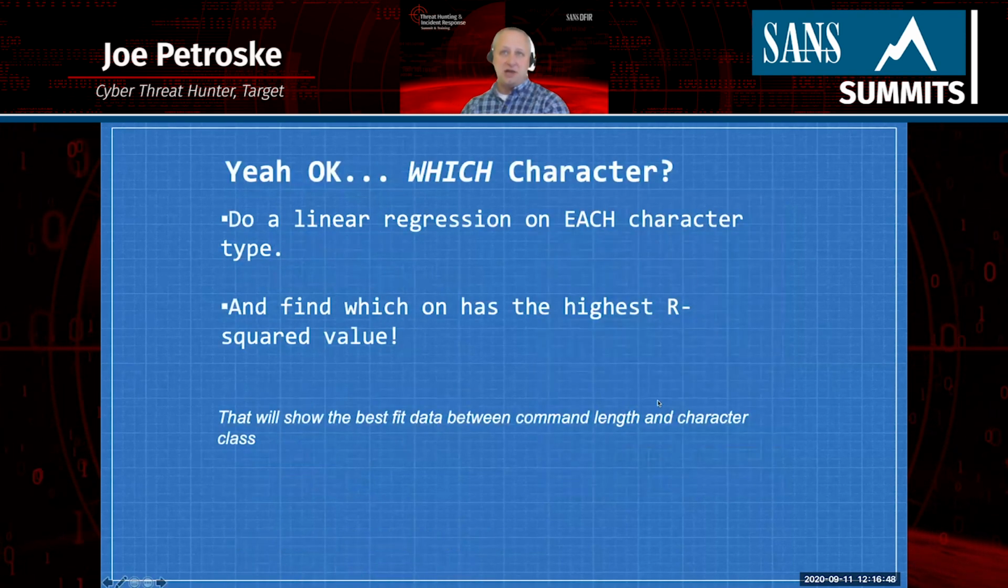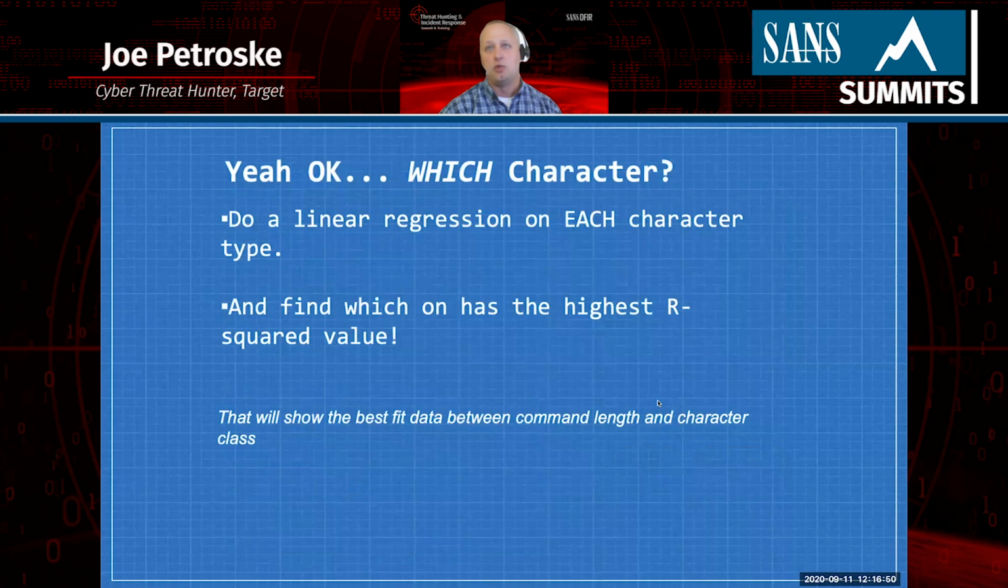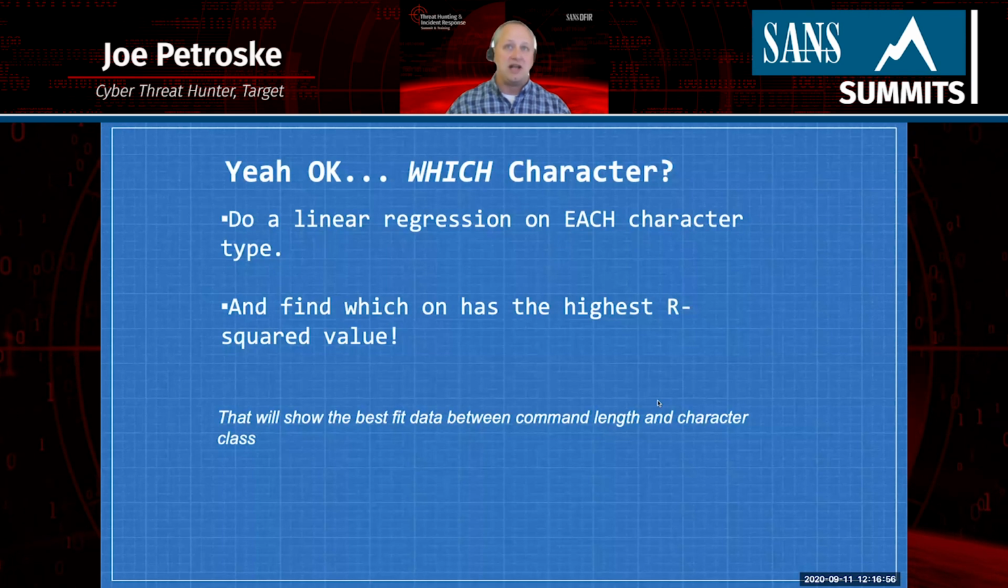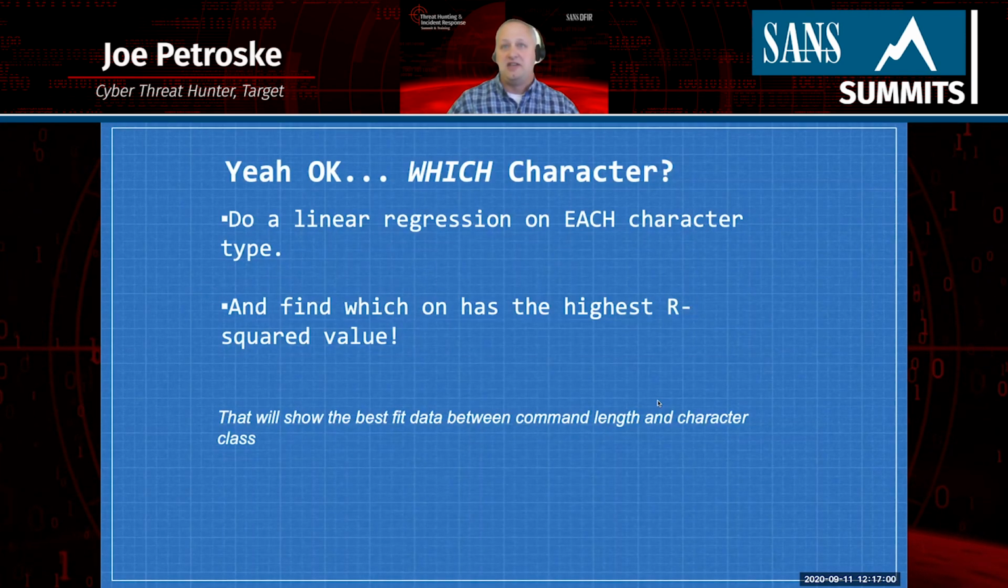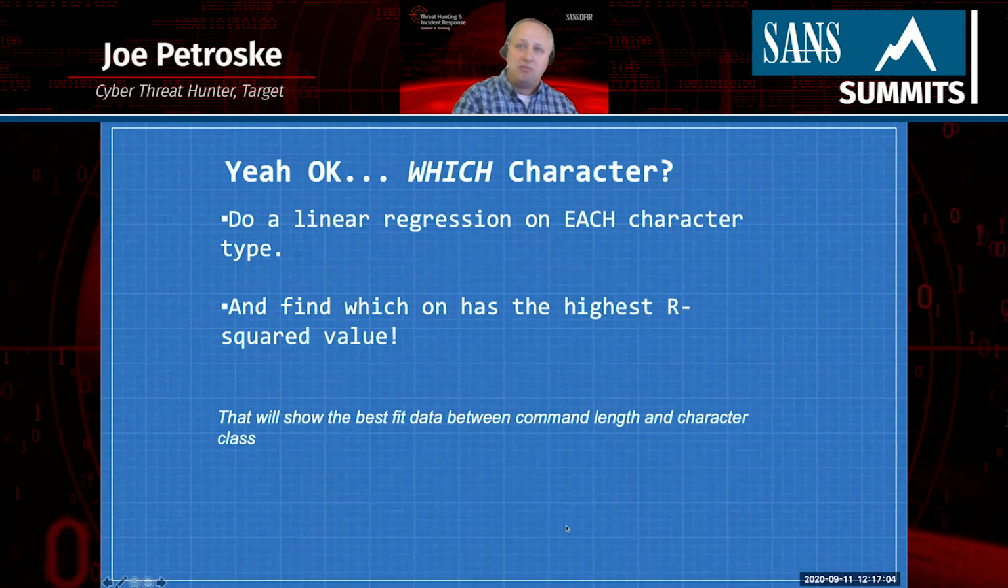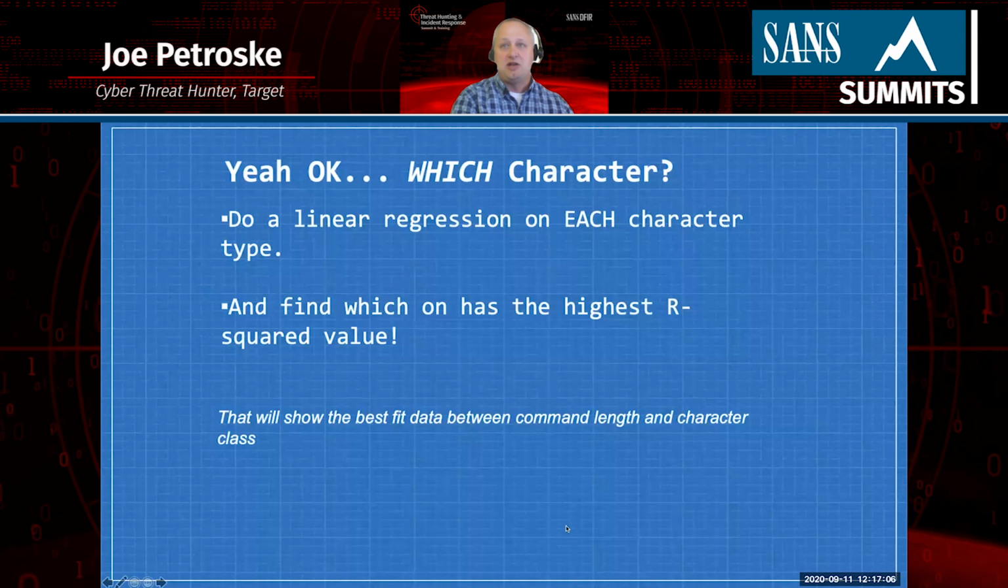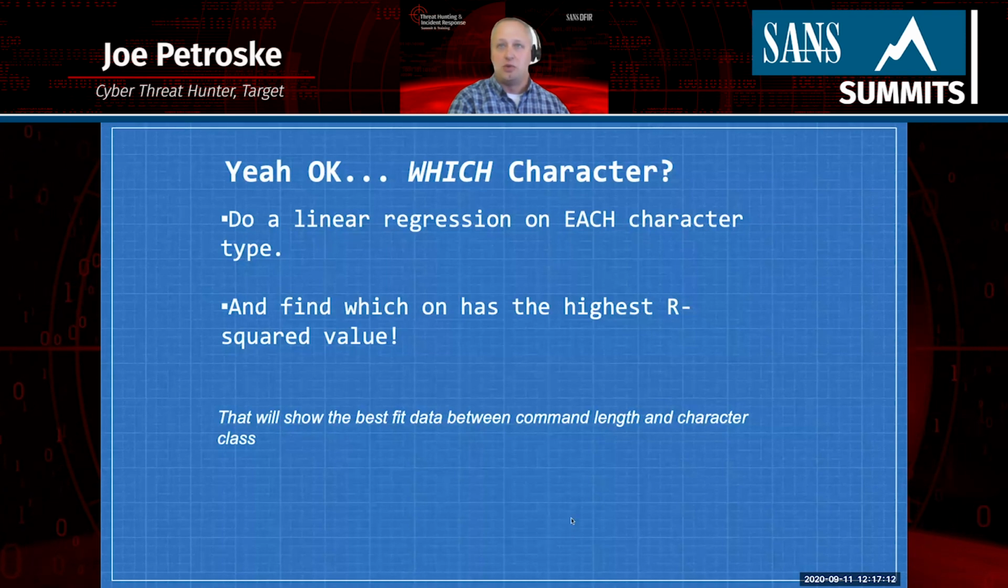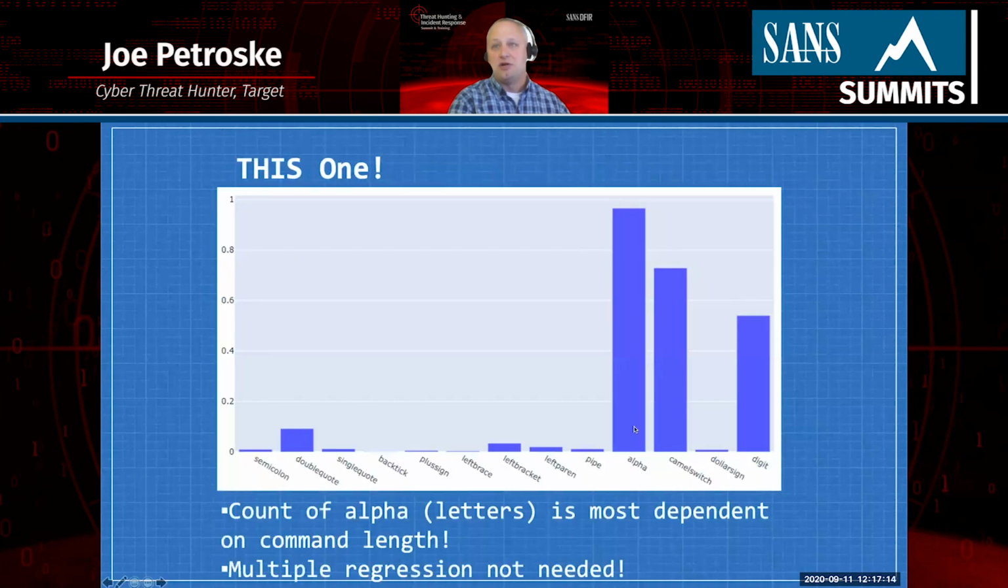Okay, so back to my initial question. We've got some options on which character we want to do a regression on. Let's just do a linear regression on each of those options and see which one has the highest R-squared value. That will be our best fit to the data and most closely explain it. So let's do a scatter plot between the length of the command and the count of things like dollar signs, grouping characters, letters, numbers, et cetera, and see which one works best. Well, it's actually this one right over here.